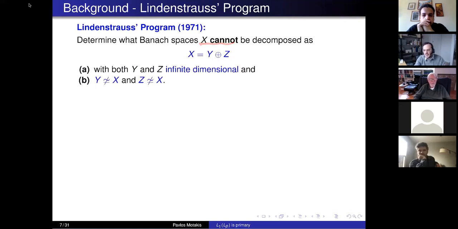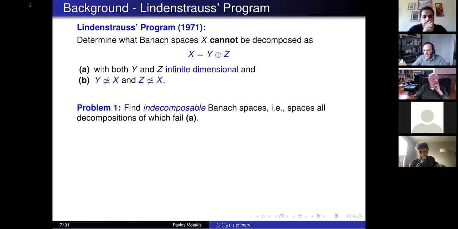So find the Banach spaces X that cannot be decomposed into two pieces, Y and Z, so that both Y and Z are infinite dimensional. So you want a true decomposition. You don't want to get rid of finitely many dimensions. You just want a true decomposition into infinite dimensional pieces, and so that both of the pieces are not isomorphic to the space X. So for what spaces can I break it up into two pieces, neither of which is isomorphic to the whole space? This is not exactly how he asked it. And now I will tell you how he asked it.